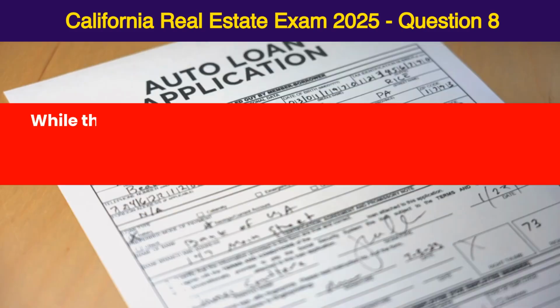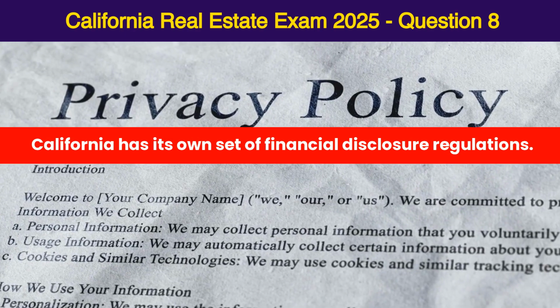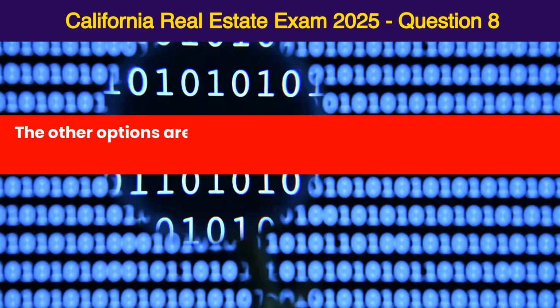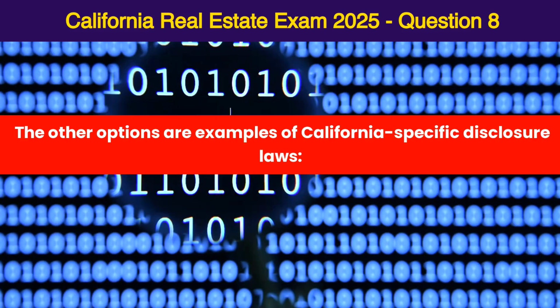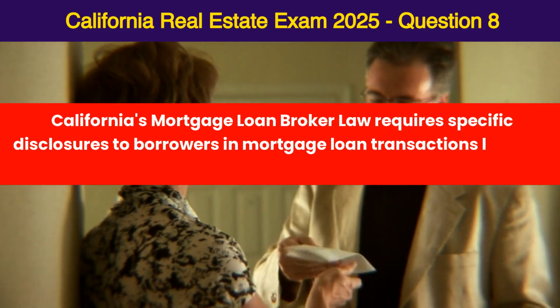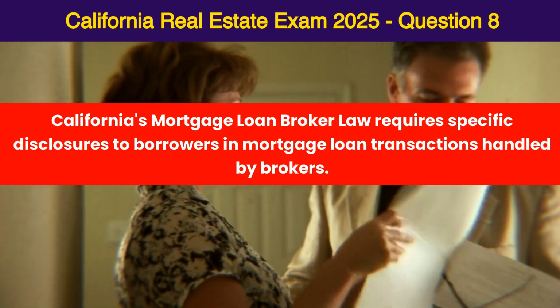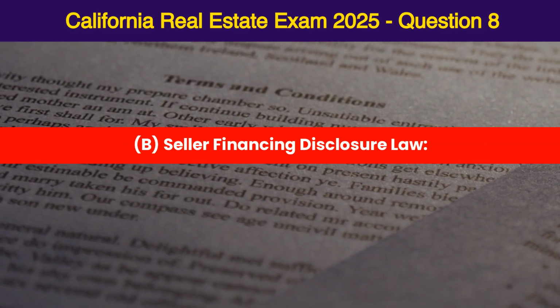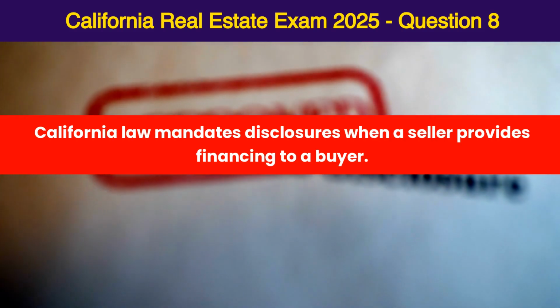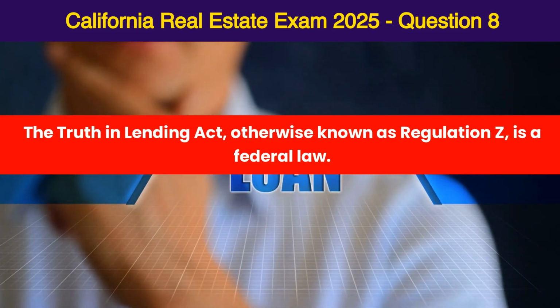Truth in Lending Act. While the Truth in Lending Act, TILA, is a significant financial disclosure law, it's federal law, not specifically a California financial disclosure law. California has its own set of financial disclosure regulations. The other options are examples of California-specific disclosure laws. A. Mortgage loan broker law. California's mortgage loan broker law requires specific disclosures to borrowers in mortgage loan transactions handled by brokers. B. Seller financing disclosure law. California law mandates disclosures when a seller provides financing to a buyer. The Truth in Lending Act, otherwise known as Regulation Z, is a federal law.